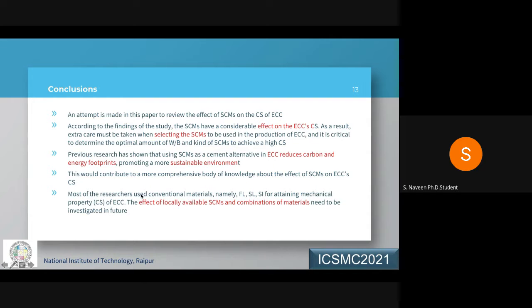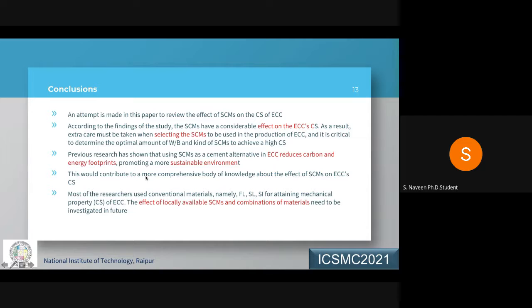Then coming to the conclusions, here we are mainly suggesting that whenever we select a SEM to be utilized in ECC, it should have a proper chemical composition. We should take care about the chemical composition before selecting that SEM. Not only rice husk ash, fly ash and GGBS, some others like sugarcane bagasse have also been used recently, which can be used as a sand replacement in the production of ECC.